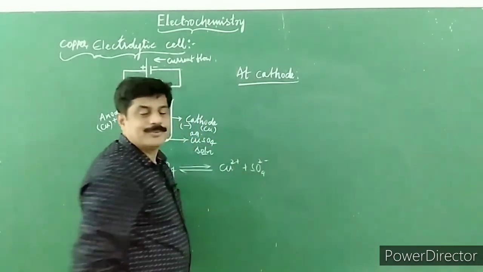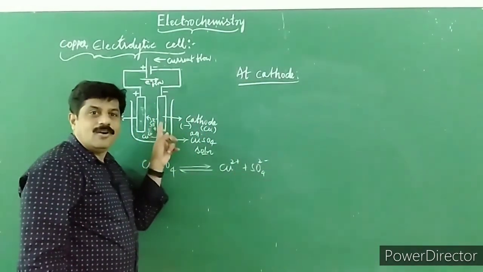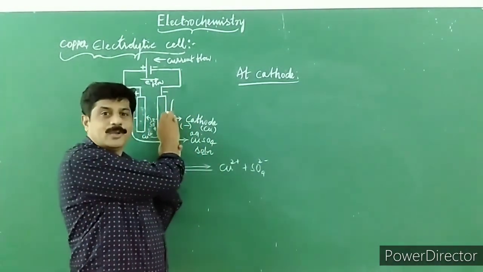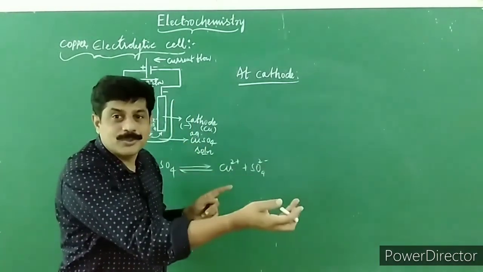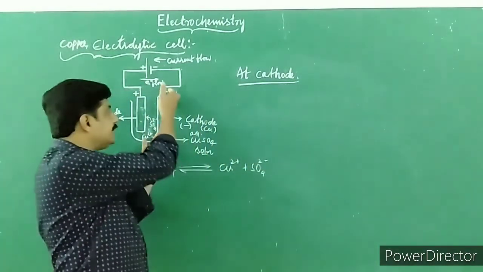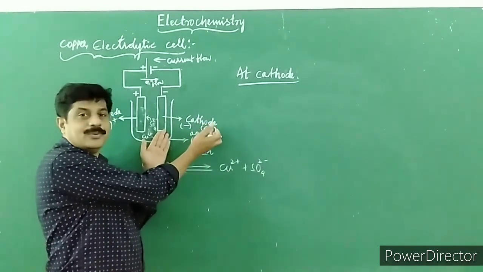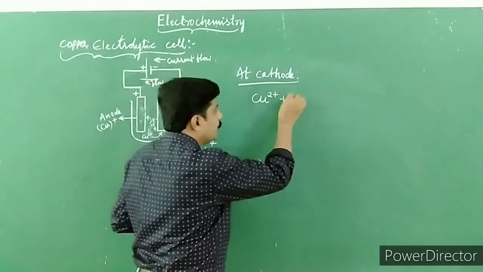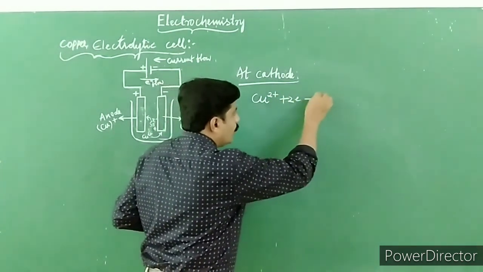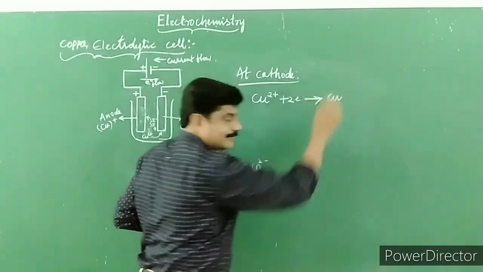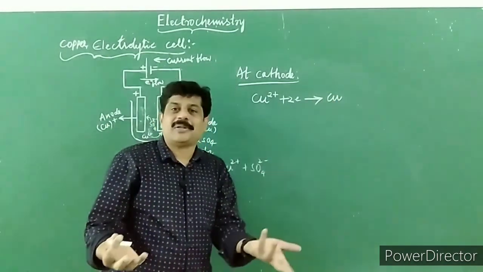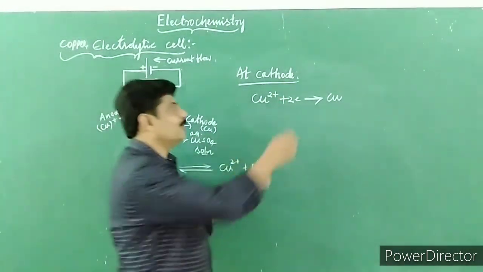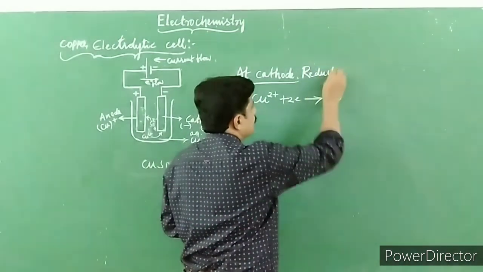Children, at the cathode, the Cu2+ ion gains or takes up electrons from the copper electrode and gets reduced to copper, which is later deposited on the surface of the cathode. That means, look here, Cu2+ ions take up 2 electrons from the copper electrode to form copper. Children, gain of electrons is nothing but reduction. That means reduction takes place at cathode. I'll write here: reduction.